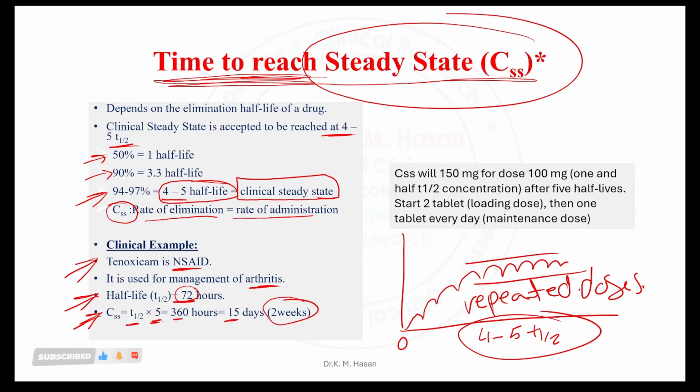So if a patient comes to the clinic suffering from arthritis and you prescribe tenoxicam, ask the patient to come back to the clinic for follow-up after 2 weeks. The reason is that the medication needs 15 days to show the steady state concentration and to show its efficacy.